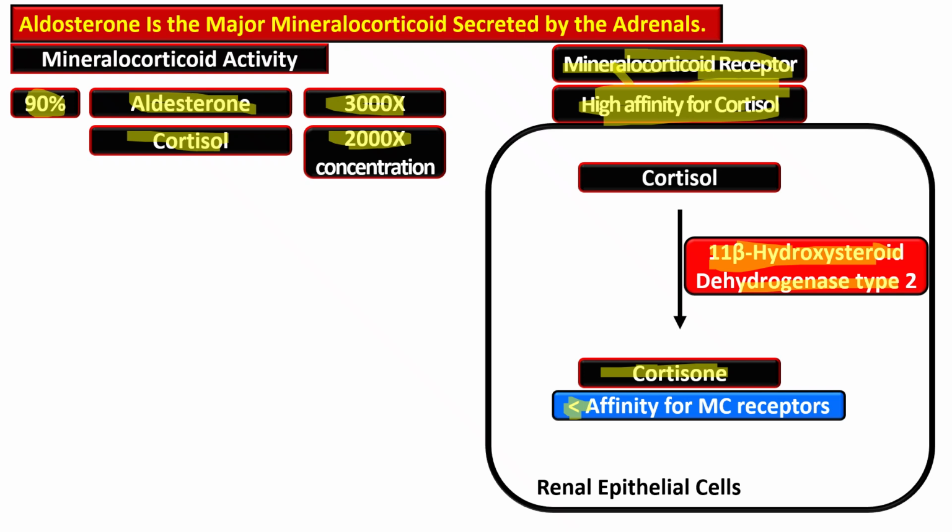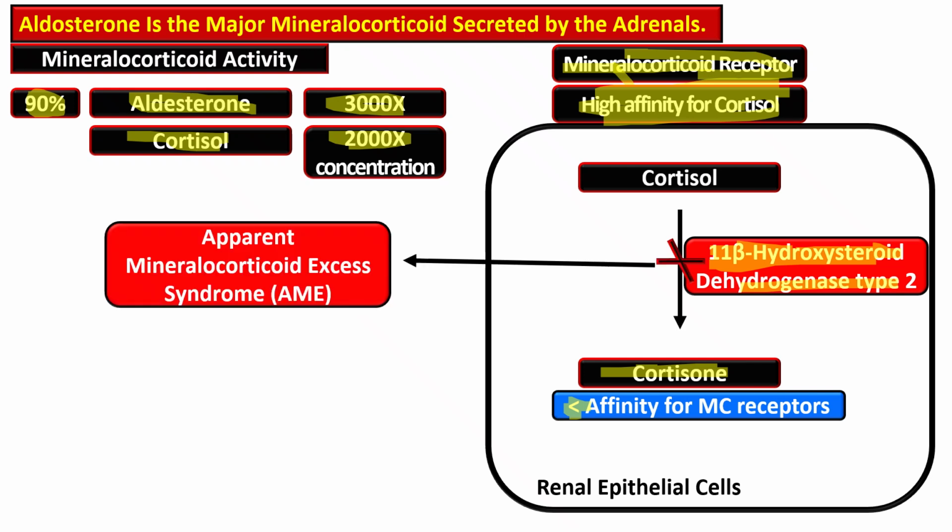If this protection or inactivation of cortisol fails due to deficiency or absence of this enzyme, there is a condition termed apparent mineralocorticoid excess syndrome, or AME syndrome. In genetic deficiency of 11 beta hydroxysteroid dehydrogenase type 2, cortisol activates the mineralocorticoid receptor, causing sodium retention, potassium loss, and hypertension, and also suppresses the aldosterone level.